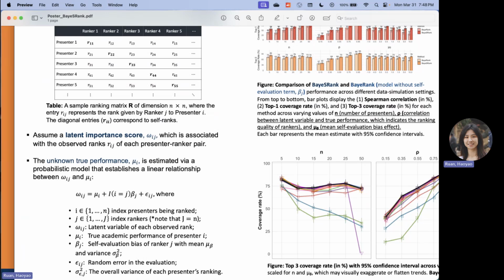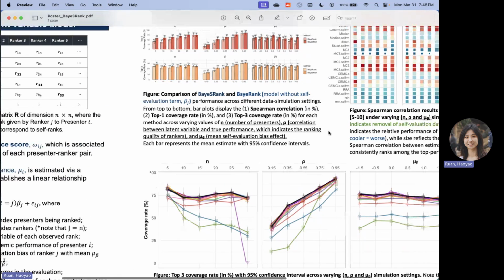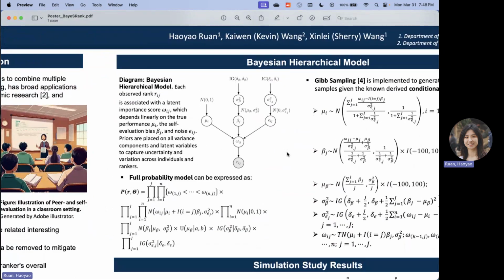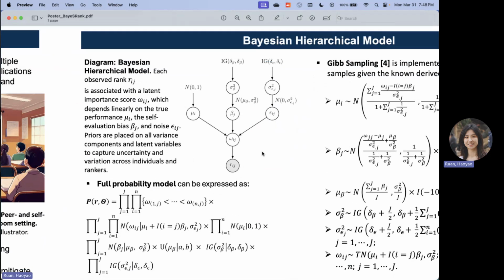We break down the latent score omega into 3 components, which are the true performance mu, the self-bias beta, and the noise. To estimate these components, we assume the true performance, mu, and self-bias beta follow normal distribution, respectively. And since we have little prior information, we apply non-informative hyperpriors to these parameters, which leads to the Bayesian hierarchical structure. And the posterior estimation is carried out using Markov chain Monte Carlo simulation.